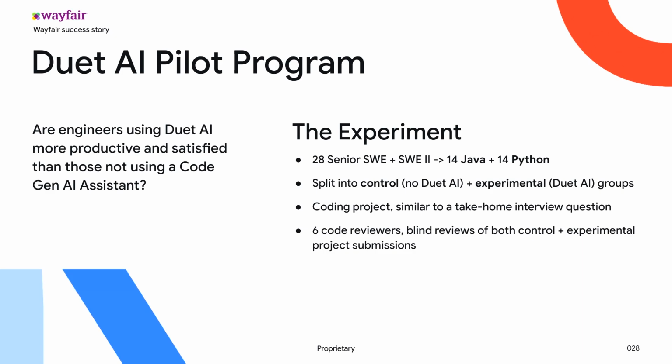So we enlisted 28 software engineers and split them in half between those who would code in Python and those coding in Java. We then took those two cohorts and split them in half again into a control group and an experimental group. The experimental group had access to Duet AI while the control group did not. They were then given a small coding project to complete, similar to a take-home interview question that we would give out. Once they were done, we enlisted 6 code reviewers to do blind reviews of both the experimental and control projects. The code reviewers did not know if the project they were reviewing used Duet AI or not.